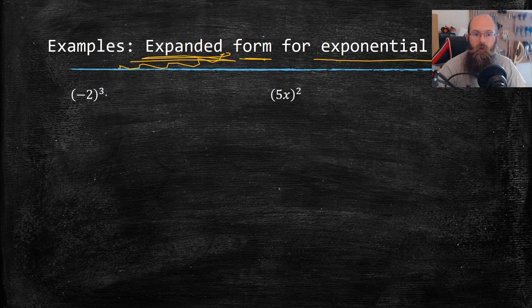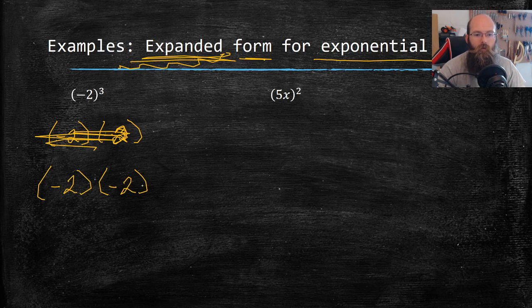-2, and then it's raised to the 3rd power, which means I have a -2 3 times. Oh, and I wrote a 3, of course, because I said 3. Oh, let's try again. -2, -2, -2. I have 3 of them because that's what my exponent said. So I have to split this up into 3.